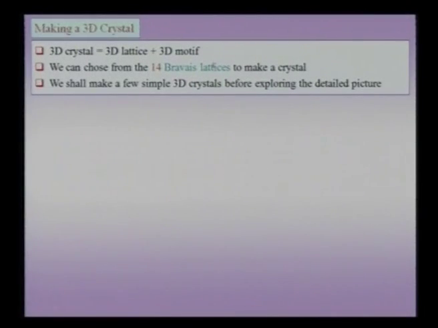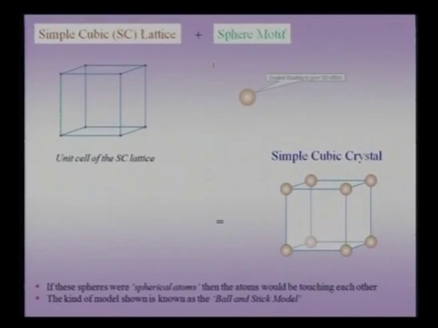Now let us try to make some crystals in 3 dimensions. As before, I start with a 3-dimensional lattice. I put a 3-dimensional motif, and for the lattice I have about 14 choices to choose from. I have the 14 Bravais lattices from which I can make the crystal, and in this lecture series let us consider a few simple examples, especially the ones important from the point of view of material science, which we will make crystals with.